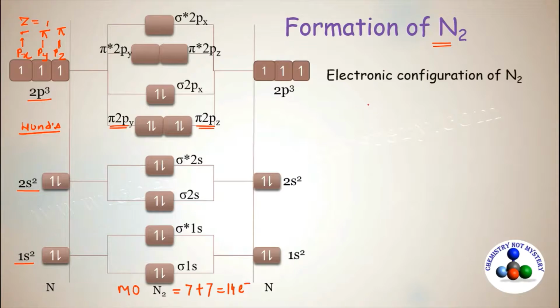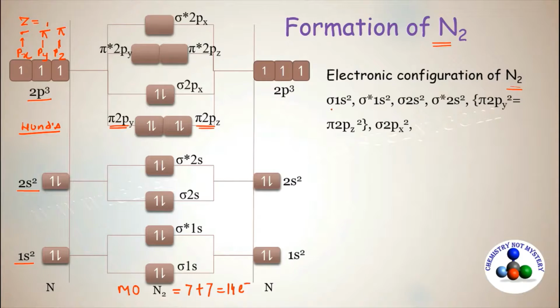Now write the electronic configuration for the N2 molecule. So you will get sigma 1s2, sigma star 1s2, sigma 2s2, sigma star 2s2, then pi 2py2 equal to pi 2pz2, as they both have similar energy. Then sigma 2px2. So this is the electronic configuration of molecular nitrogen.